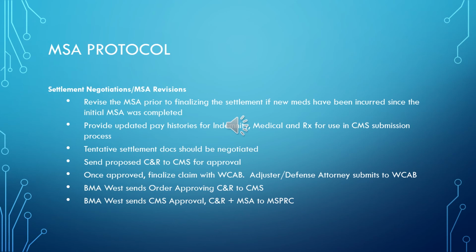And once we have all that material, along with a full copy of medical records, we would send the proposed compromise and release along with the Medicare set-aside arrangement to Medicare for approval. Once approved, the claim can be finalized with your local workers' compensation judge. Once a settlement has been finalized and a settlement order has been issued, you would provide that to our office, and we would send it to Medicare for closure of their file.